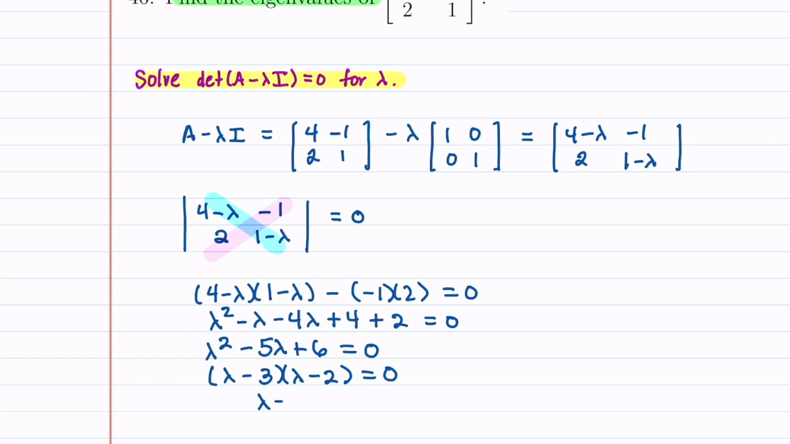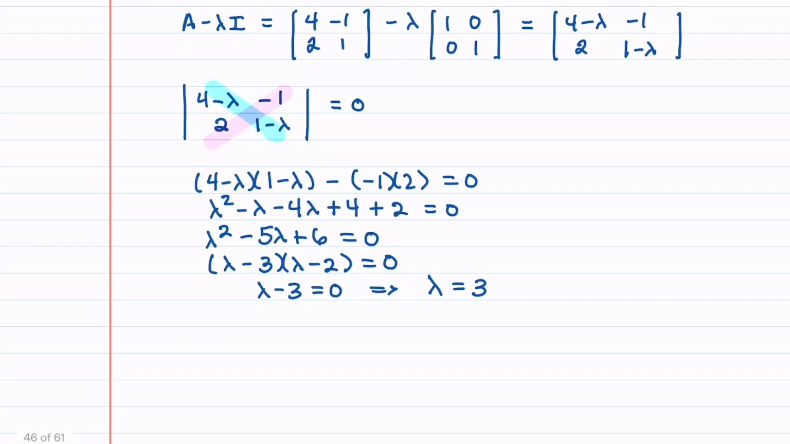So this gives us lambda minus 3 is equal to 0. And from there, we get that we have an eigenvalue lambda is equal to 3. And then we can set lambda minus 2 equal to 0, and we get an eigenvalue lambda is equal to 2. So the eigenvalues of our matrix are 3 and 2.